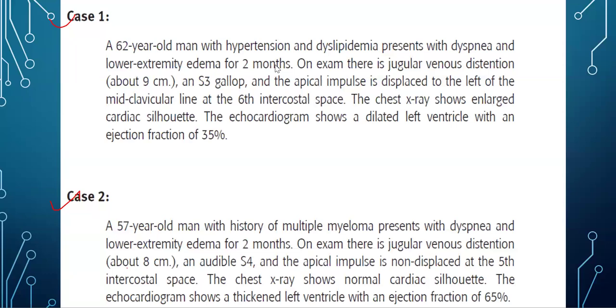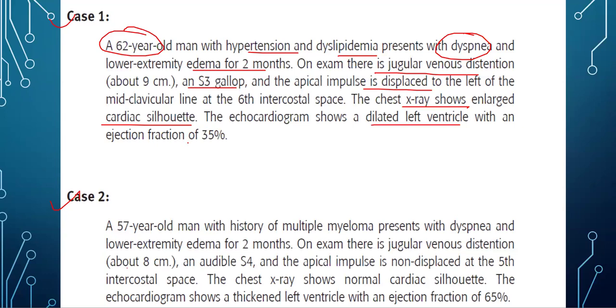Okay, case 1, systolic heart failure. So let's see, a 62-year-old man, hypertension, dyslipidemia, coming with dyspnea and lower extremity edema for 2 months. There is raised JVP, S3 gallop, apical impulse displaced. Chest X-ray shows enlarged cardiac silhouette. Echo shows a dilated left ventricle with the ejection fraction 35. So very easy to know that it is definitely a systolic heart failure because there is cardiomegaly, there is low ejection fraction.